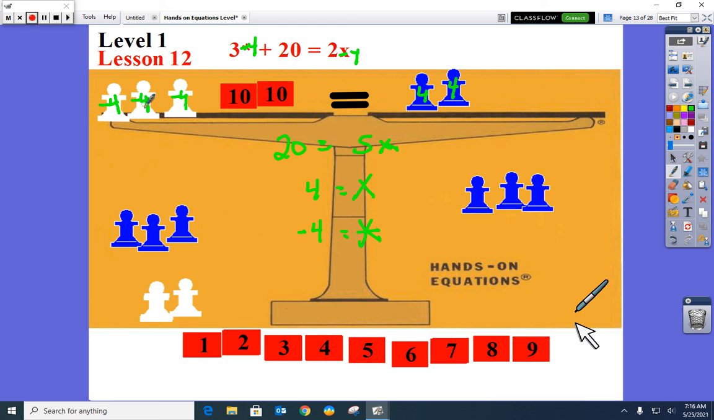Well, negative 4 plus negative 4 is negative 8. Negative 8 plus another negative 4 is negative 12. And then negative 12 plus a positive 20 is a positive 8. And then on this side, we've got 4 plus 4. And 4 plus 4 is 8, so my check is 8 check 8.